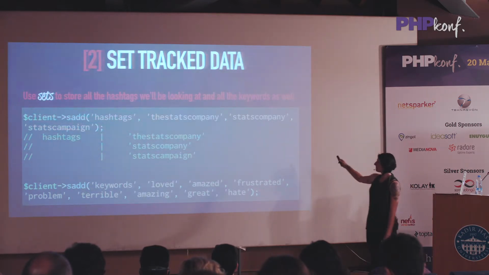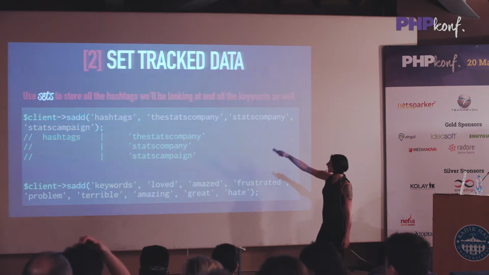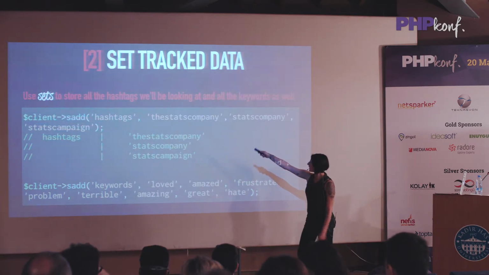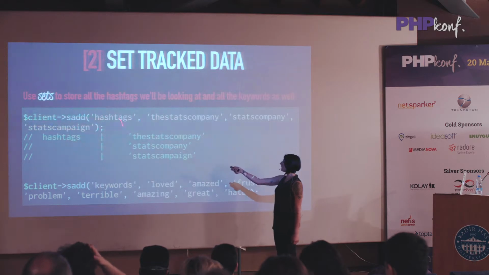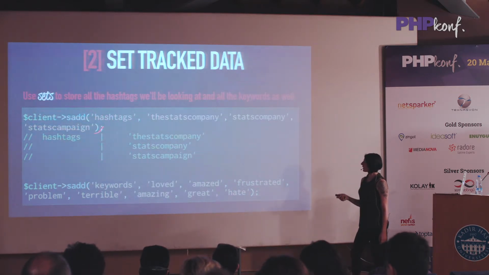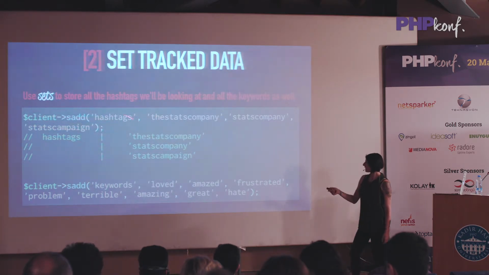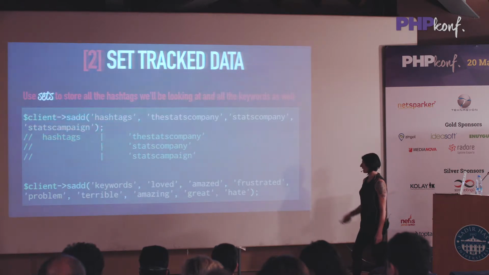These are the commands on the client that we instantiated just a few slides ago. We are going to add. This is the name of the key, and then we specify the hashtags we want to track. For those of you who like to see it visually, it would look probably something like this. We add the hashtags, and we add the keywords: loved, amazed, frustrated, and so on.